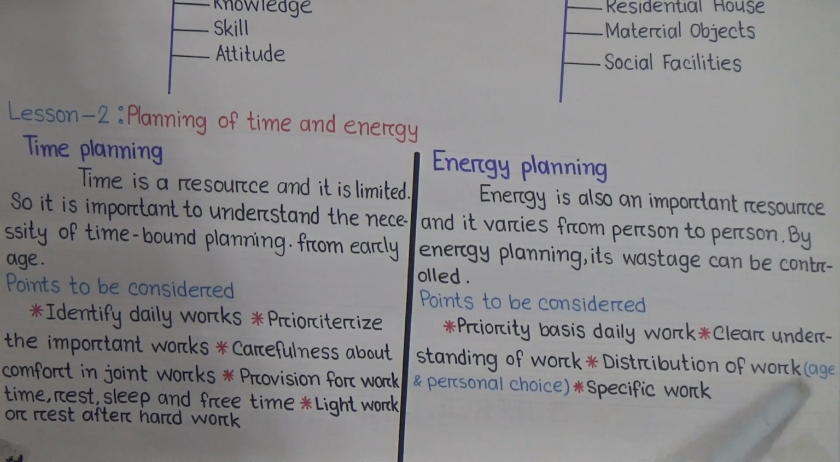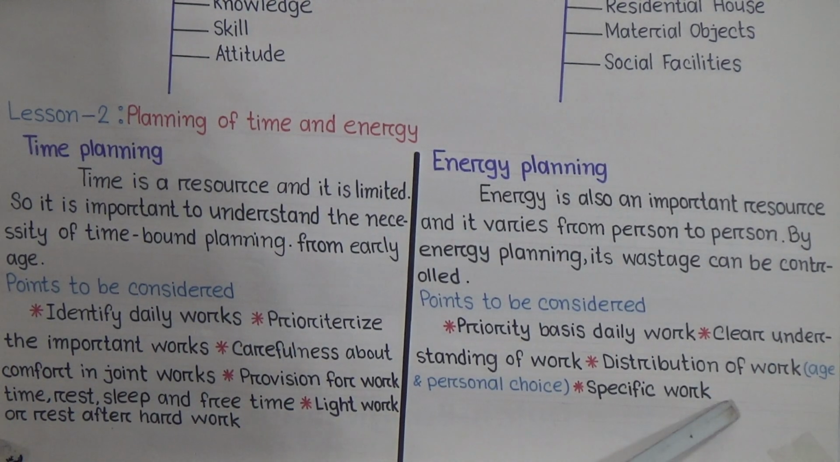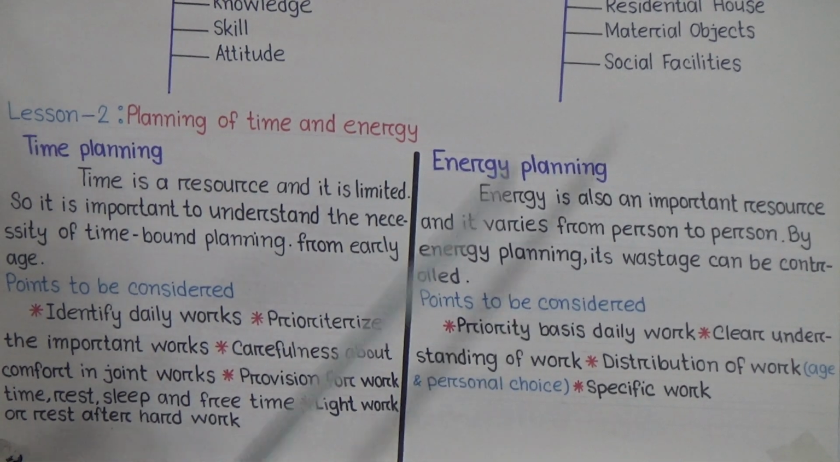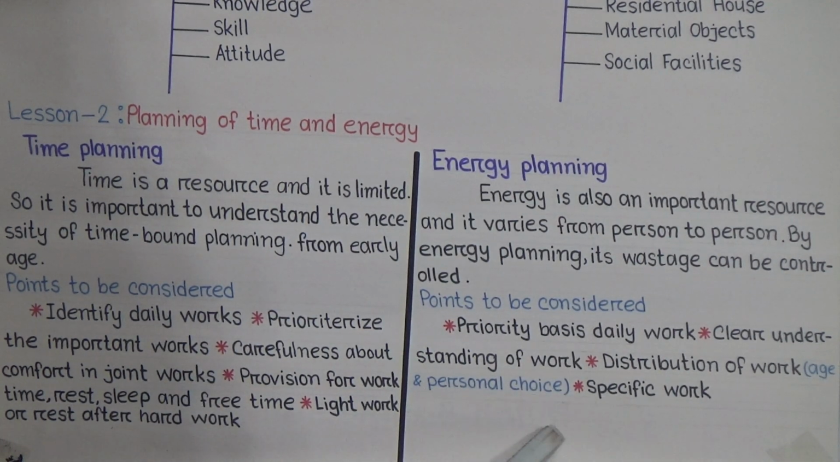Distribution of the work. Here we are saying distribution of the work according to age and distribution of the work according to personal choice. Age varies. There may be a 5 years child, there may be a 15 years child, there may be a 30, 80 years person. So we have to distribute the works among the persons according to age. And also while distributing the works, we have to think about the personal choices of all persons. Someone is comfortable with this work and someone is comfortable with that work. So we have to distribute according to personal choices of all persons.